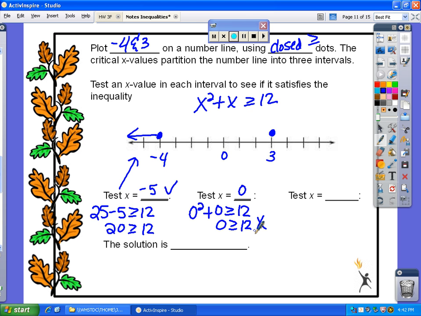All right, let's test a point in our final region over here. Let's do 4. All right, what do we got? We got 16 plus 4 greater than or equal to 12. So 20 is greater than or equal to 12. That's true, so we're going to graph that.